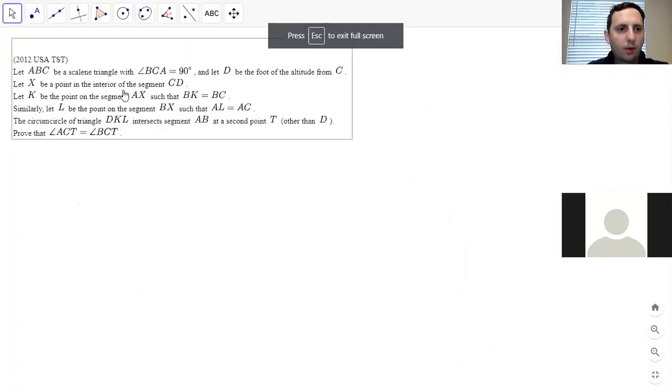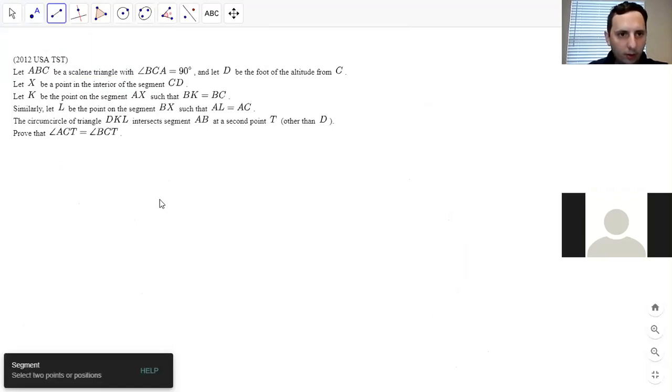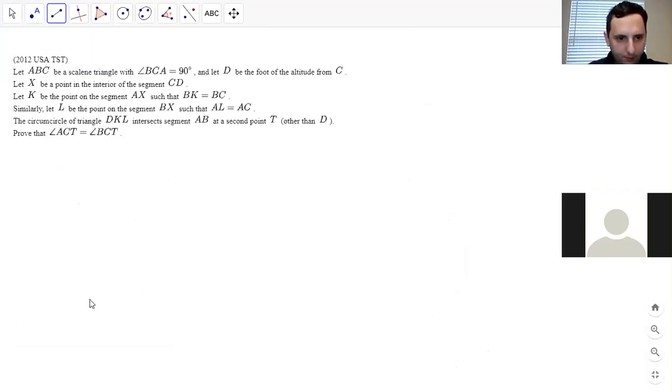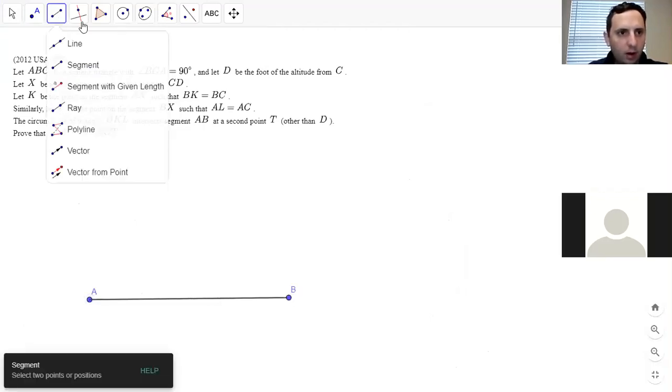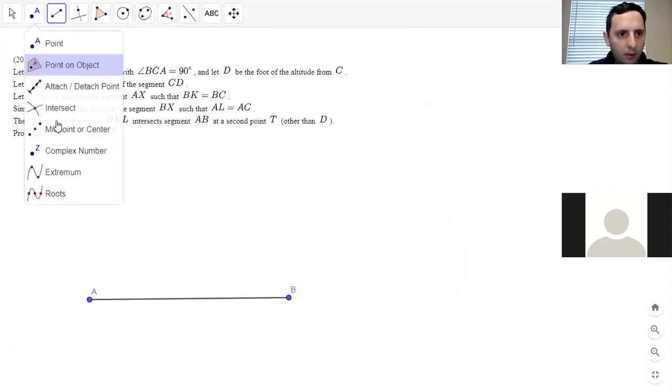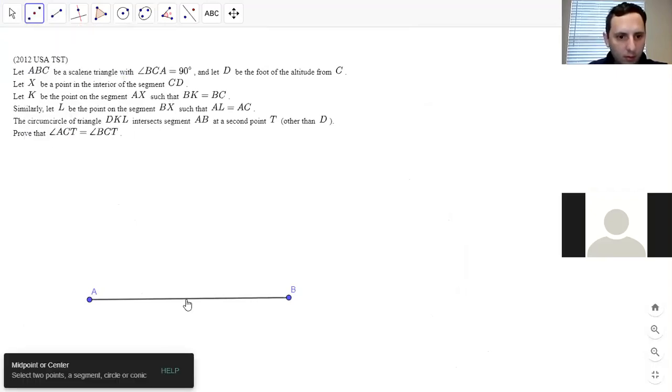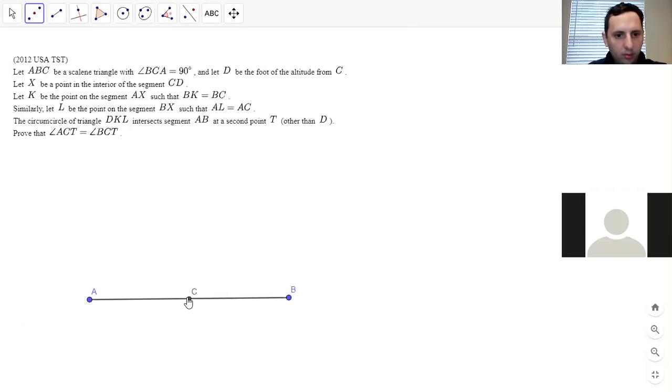Third problem. Okay. So we have a triangle with angle C equal to 90. I'm not sure the best way to do this. I think I'll just do it like this. Name it as O or something.